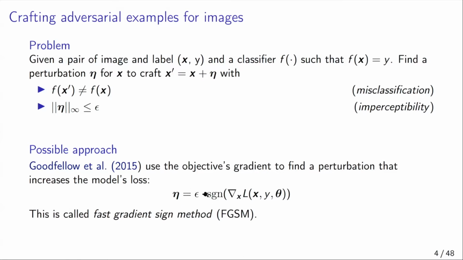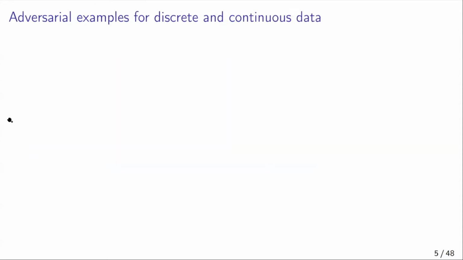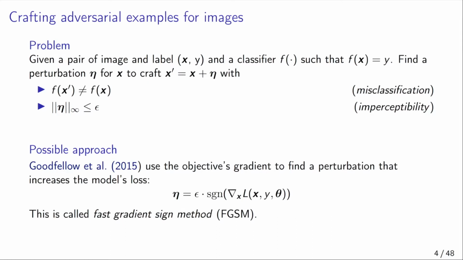We use the sign of this, and then we multiply this by epsilon in order to make sure that we satisfy this imperceptibility constraint. This is referred to as fast gradient sign method because it is fairly fast. You need to compute only a single backward pass through the model in order to get the gradients with respect to your inputs. And sign because you use the sign of this gradient multiplied by epsilon, and then you can perturb your input image in this direction. So this was just a quick overview of one fairly straightforward approach of how you can find adversarial examples.